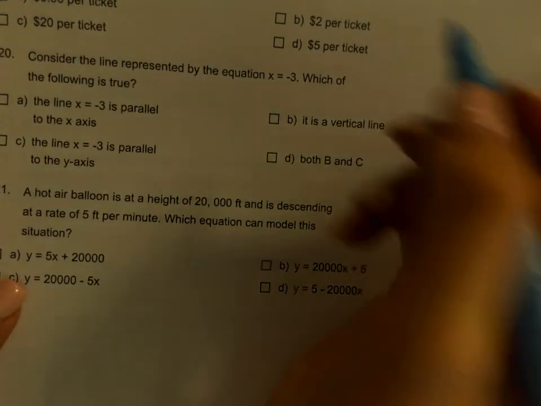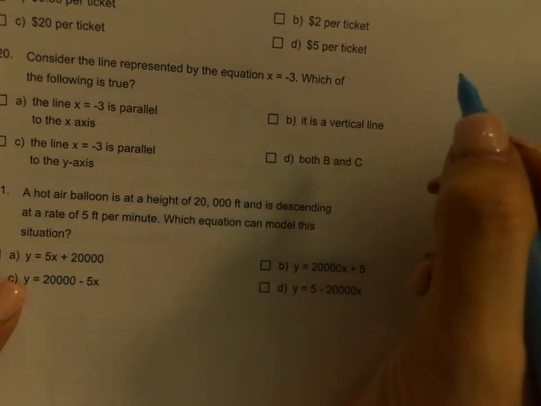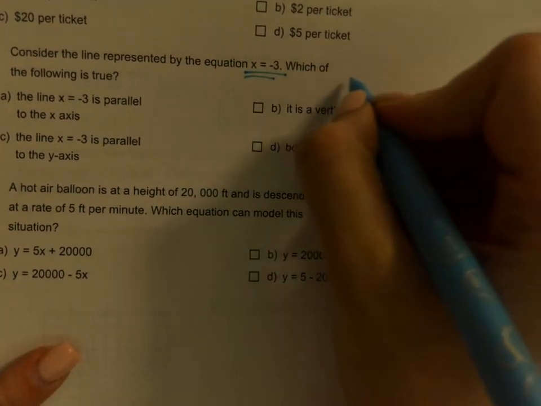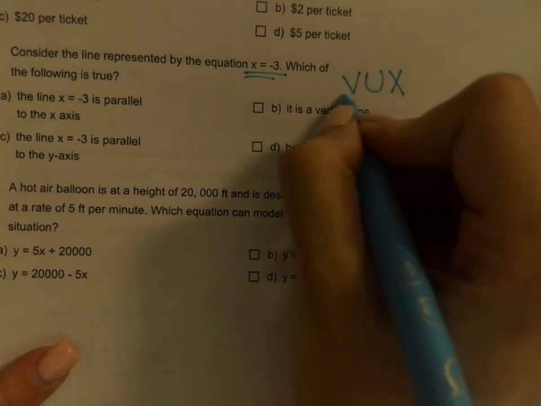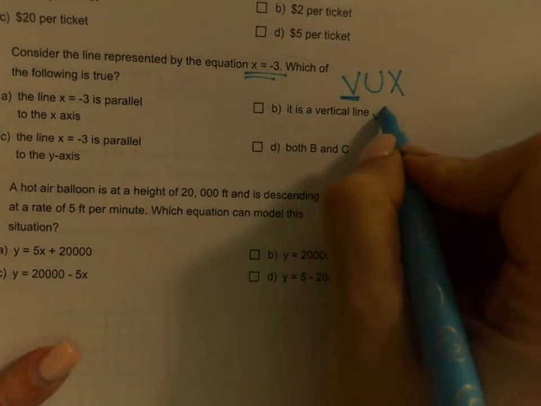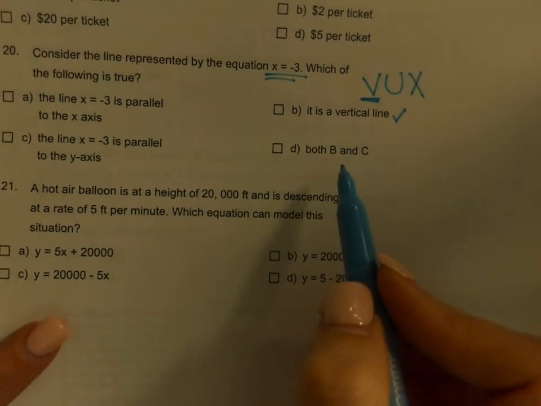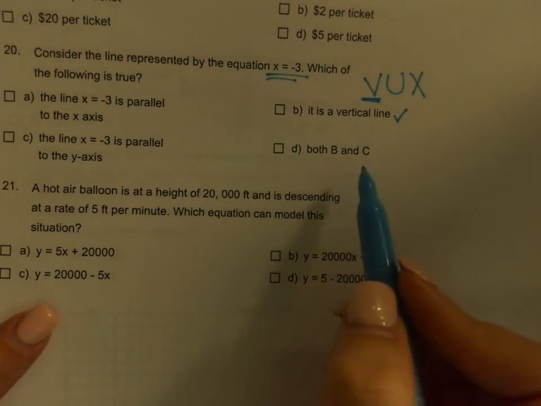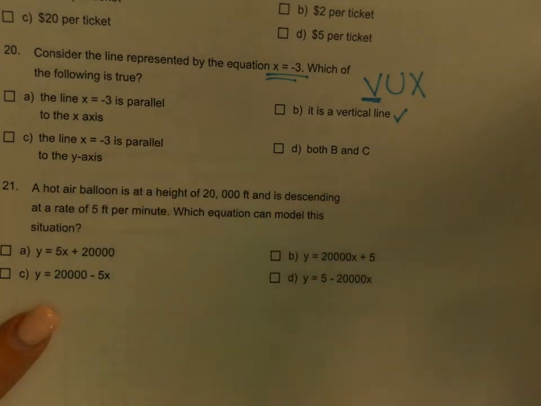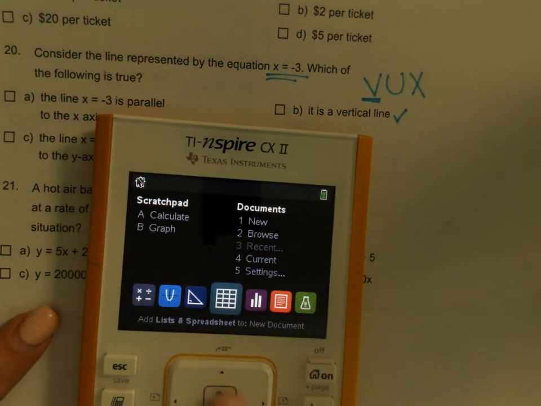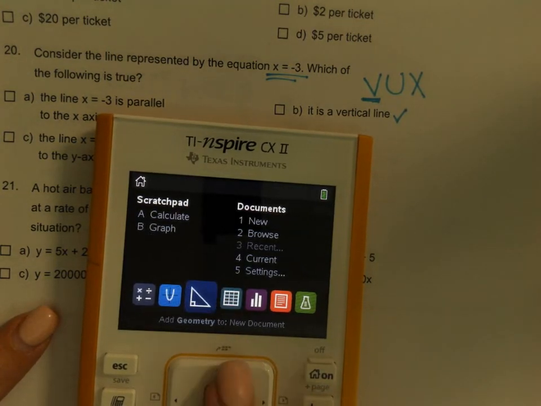Consider the line represented by the equation x equals -3. Which of the following is true? X equals, where have I seen that? That's a VUX. I know that it's a vertical line. Ooh, so B is true. I can't just mark that as my answer because I also have an option that says both B and C are true. So let's look at these. Ooh, parallel. That's kind of confusing, so I'm going to look at a graph. If I go home, go to my graph.